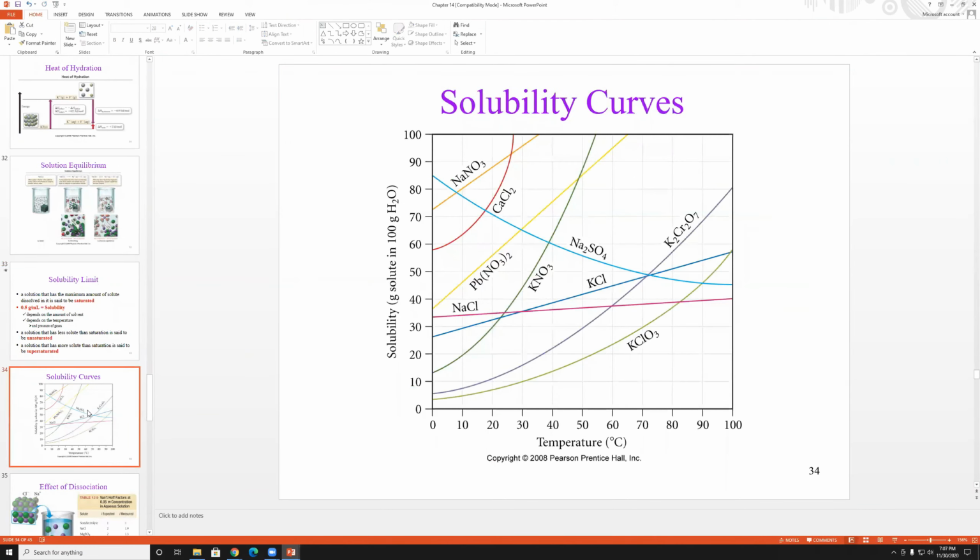All right, so here are those solubility curves based on temperature. With most things, if you increase the temperature, you increase the solubility. Except for sodium sulfate, where if you increase the temperature, you decrease the solubility, but for most of them it's an increase. Why is it a decrease? I don't really know, honestly. It's just for that substance, it likes to do that.